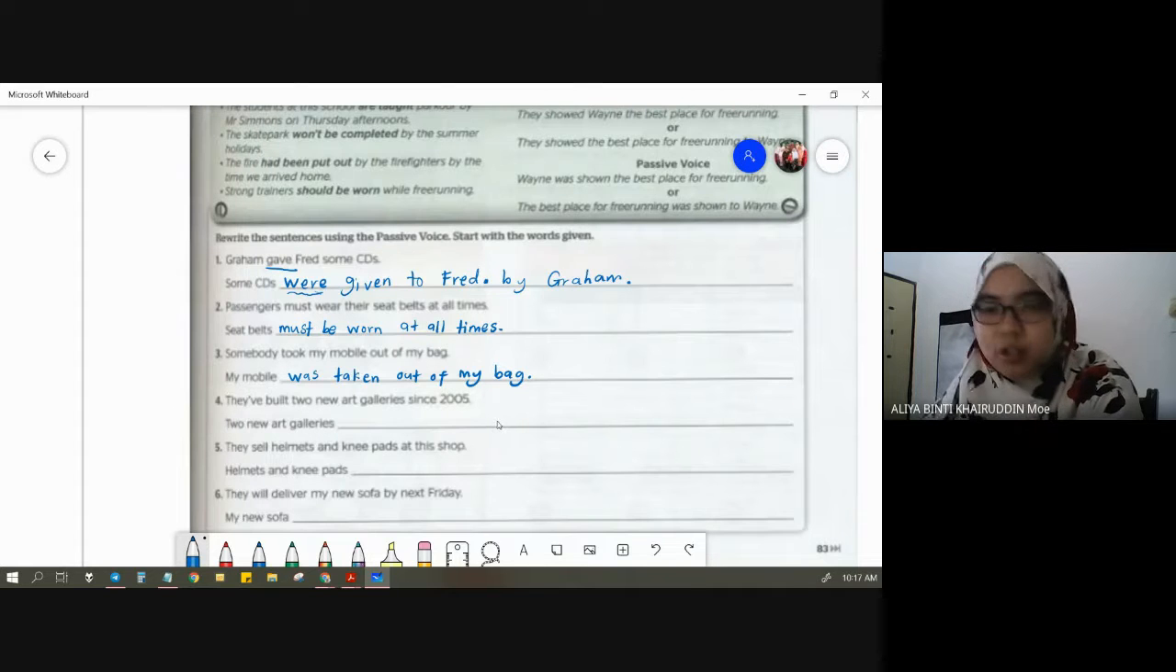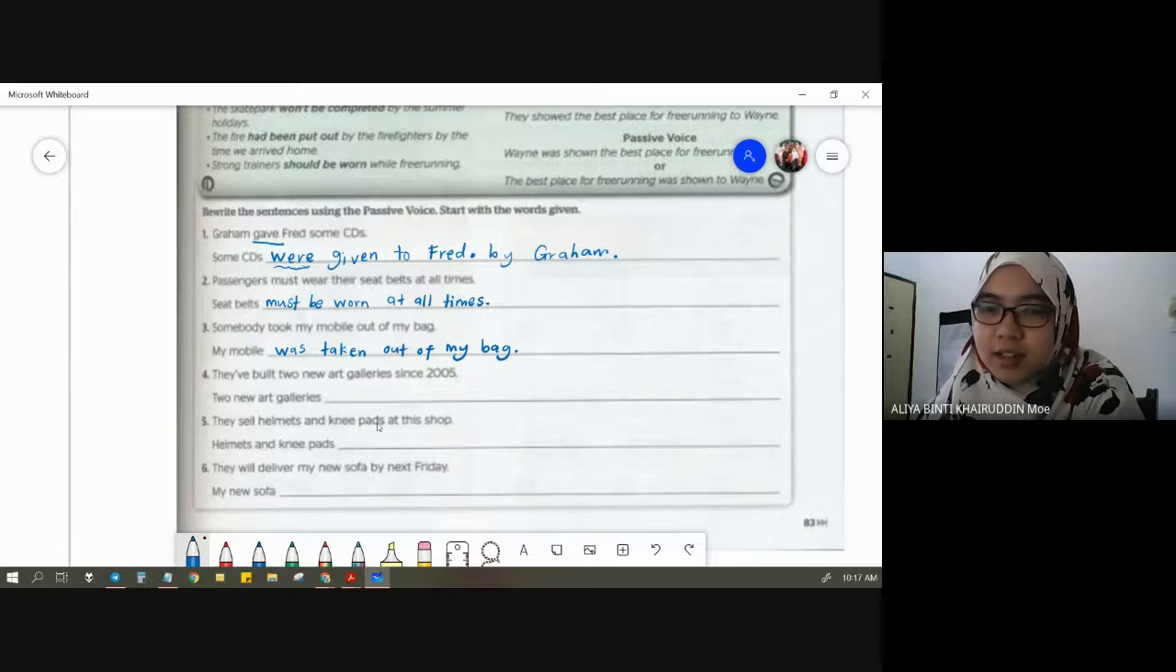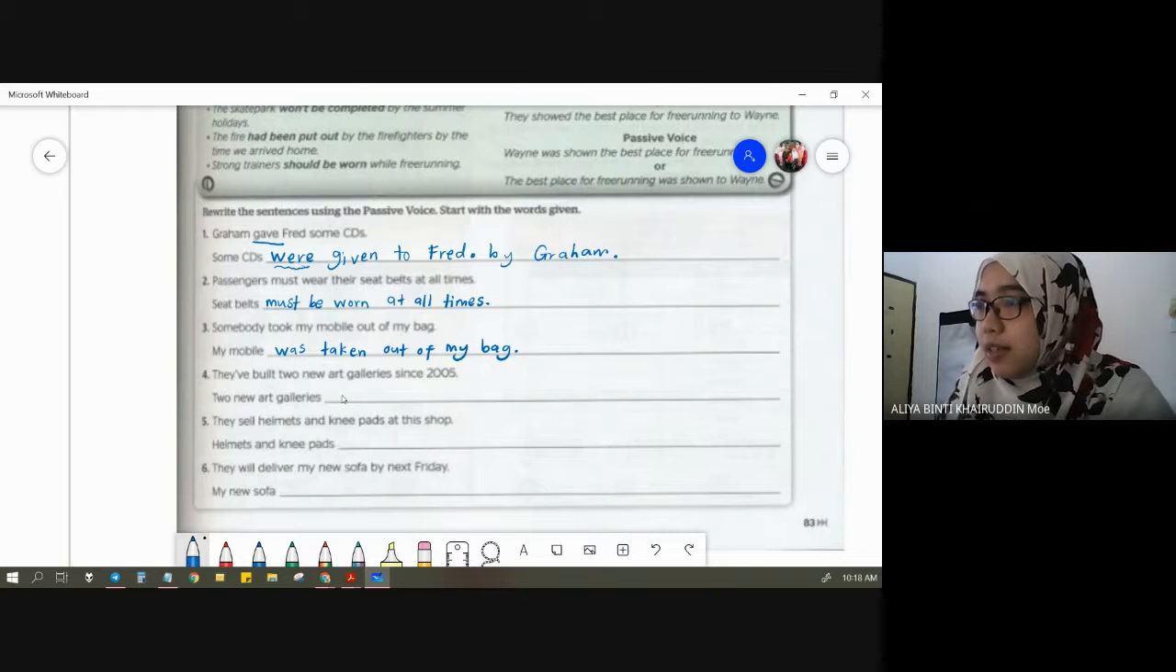Okay, now do you want to do this together or try this yourself? Number 4 until number 6. Together. Let's just continue doing it together, right? Okay, so they've built 2 new art galleries since 2005. So 2 new art galleries. So they have built. Whenever you see have and a verb, that means it is present perfect. Have is present. So how do we change it to passive? We put the past participle also, okay? We still use have because they have here. Have built to have been built.